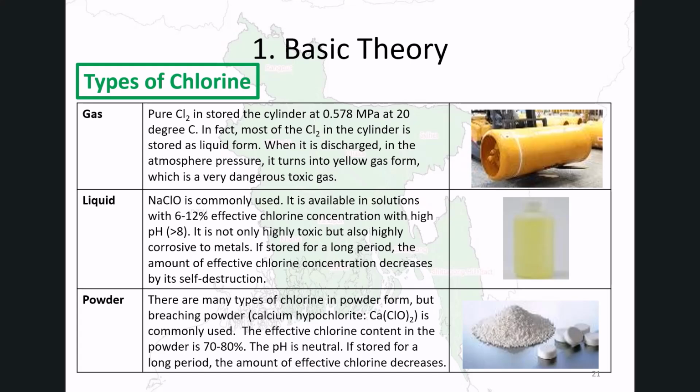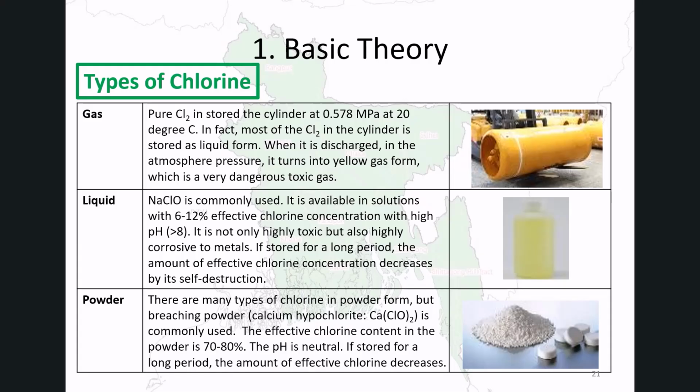Liquid chlorine is commonly sodium hypochlorite with 6 to 12%. It is easier to handle and injected using diaphragm pumps made of non-metallic materials to avoid corrosion. It can decompose after long storage.